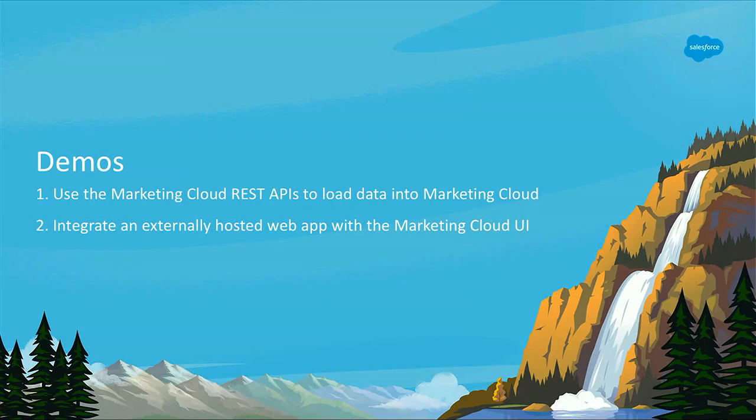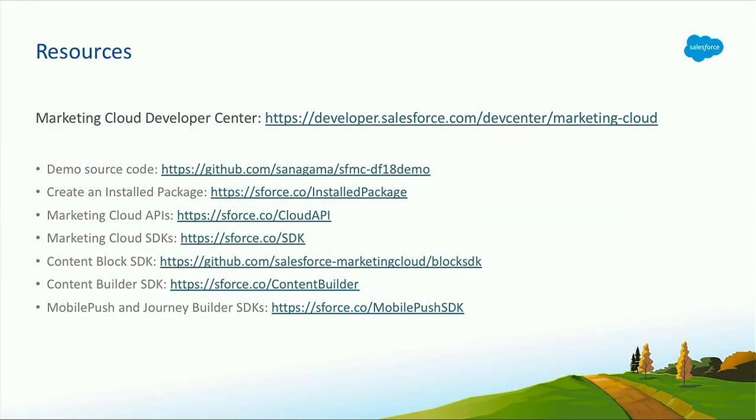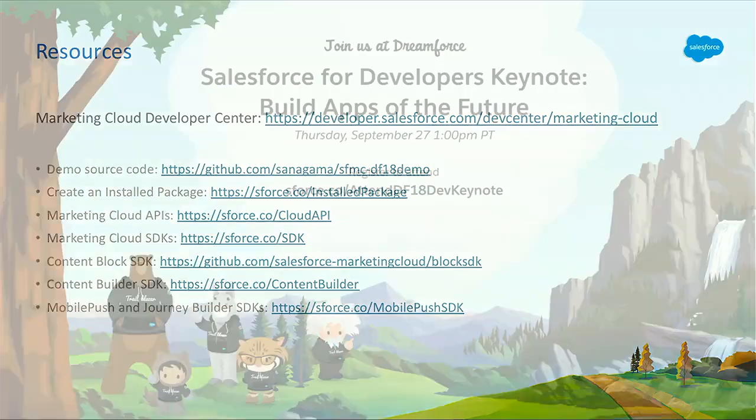OK, so quickly recap. 2 demos. Took sample data, loaded it into a data extension in 2 different ways. Lots of resources. The Marketing Cloud Developer Center is up there. And I have a ton of resources. I have a pointer to my GitHub repo, right, for you to take a look at, and all of the APIs and SDK documentation.